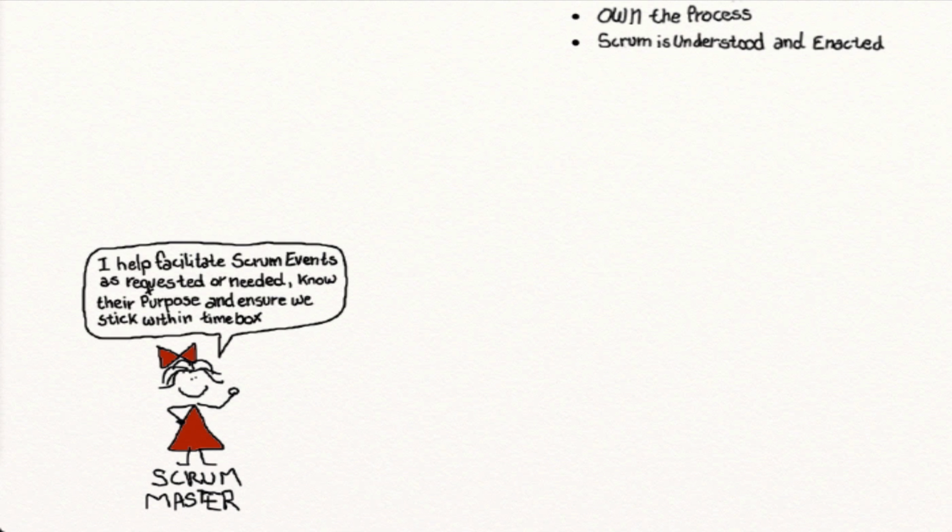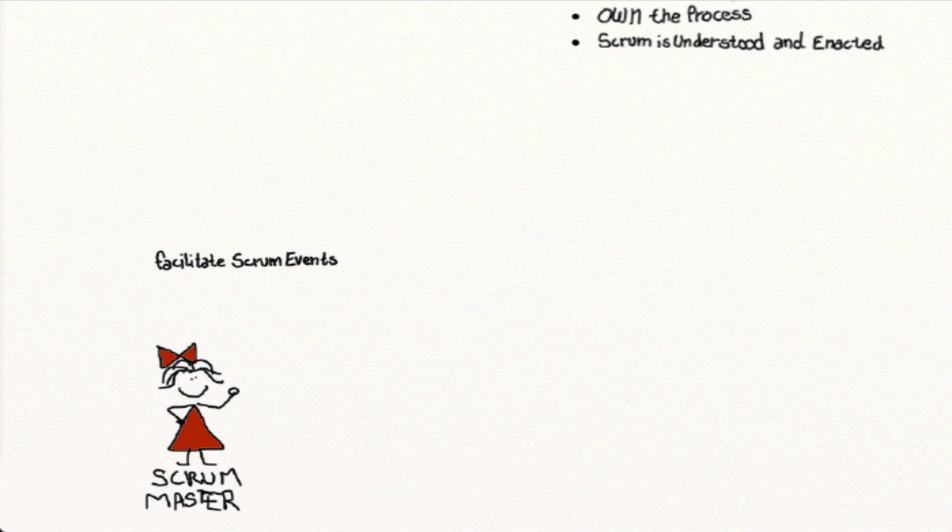The Scrum Master helps facilitate the different Scrum events. He or she helps the participants to understand the purpose of the event and also ensures that they are kept within the time frame. It's important to notice that it is facilitation that's the key here. A key characteristic of a great Scrum Master is good facilitation skills. Luckily, facilitation is a skill set that quite easily can be learned.